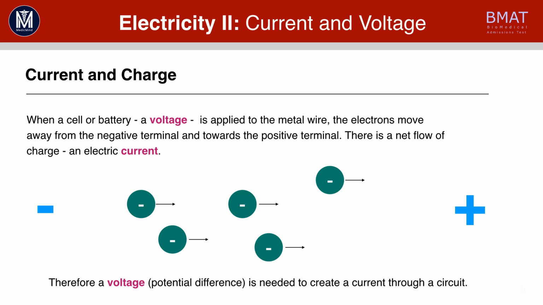Therefore, we can see that a voltage is needed to create a current through a circuit. There's no point having lots of delocalized electrons in a metal wire if there's no voltage applied, because a voltage is required to make sure the electrons flow in a certain direction and ensure that there is a net flow of charge.